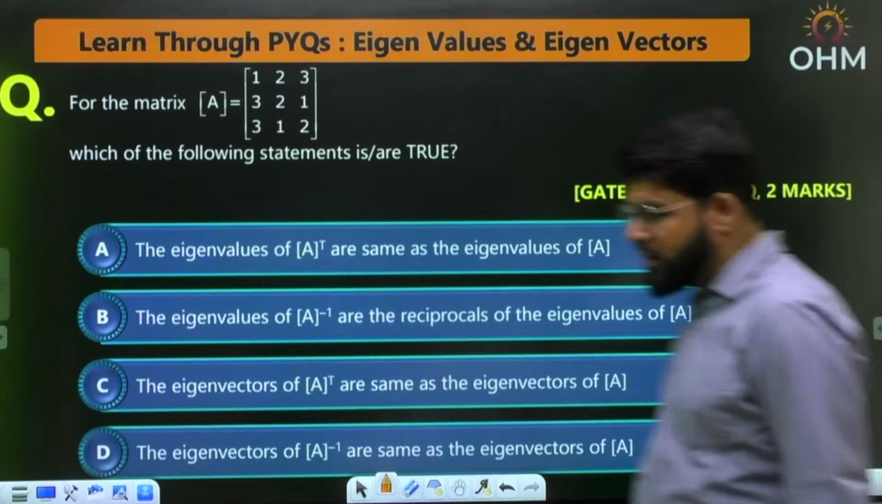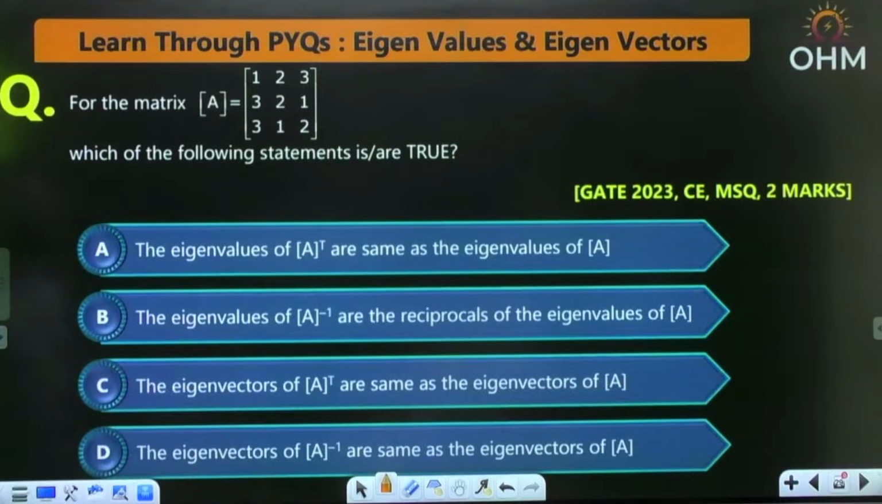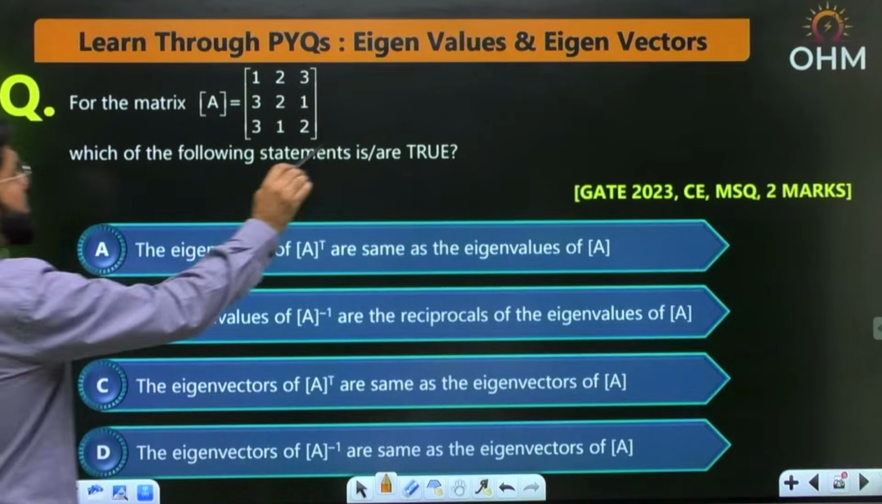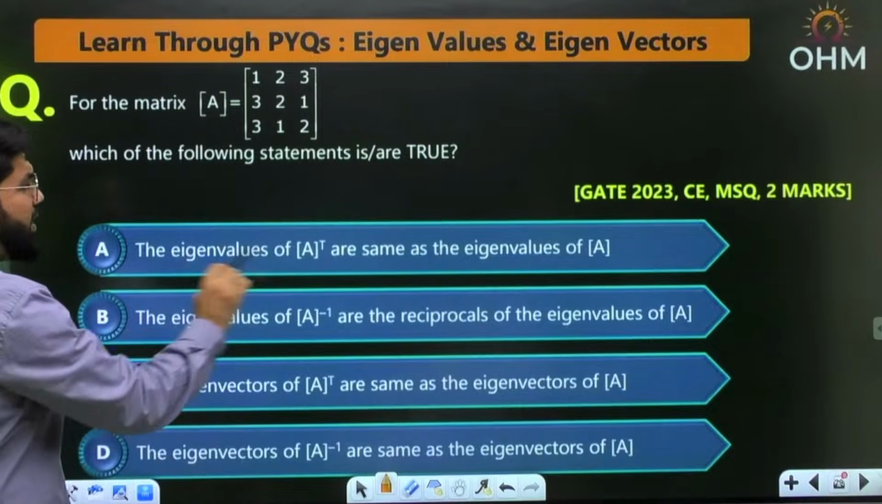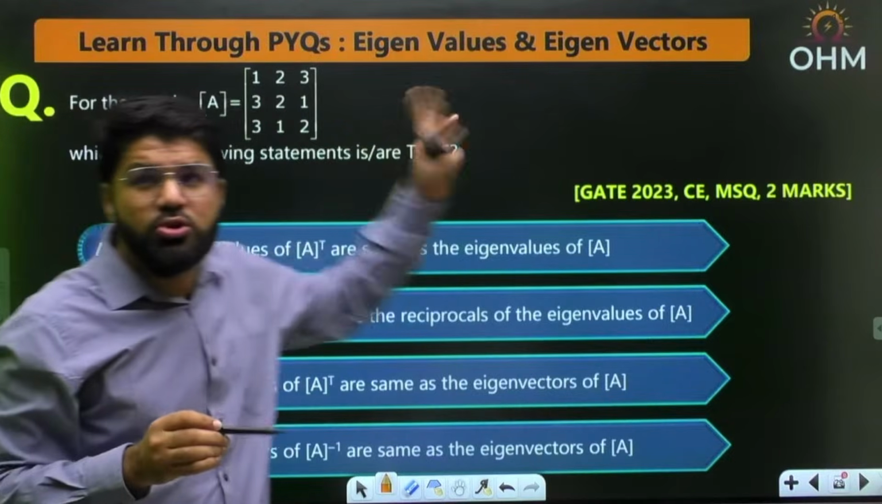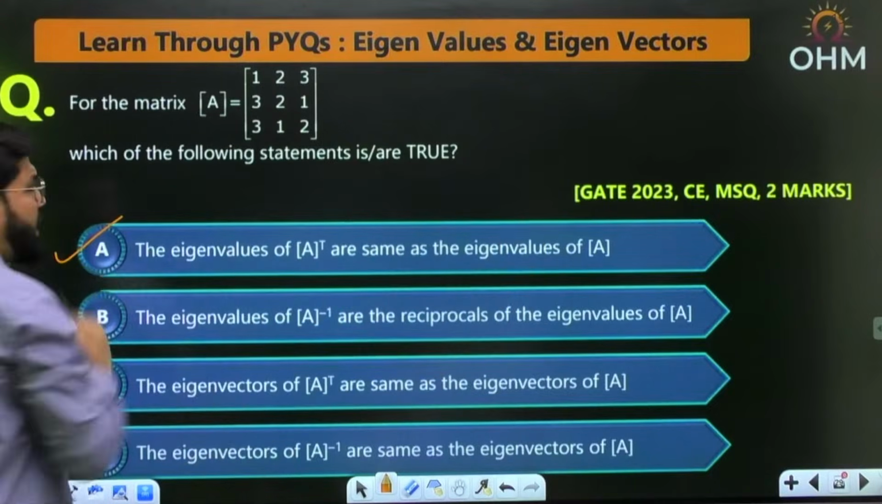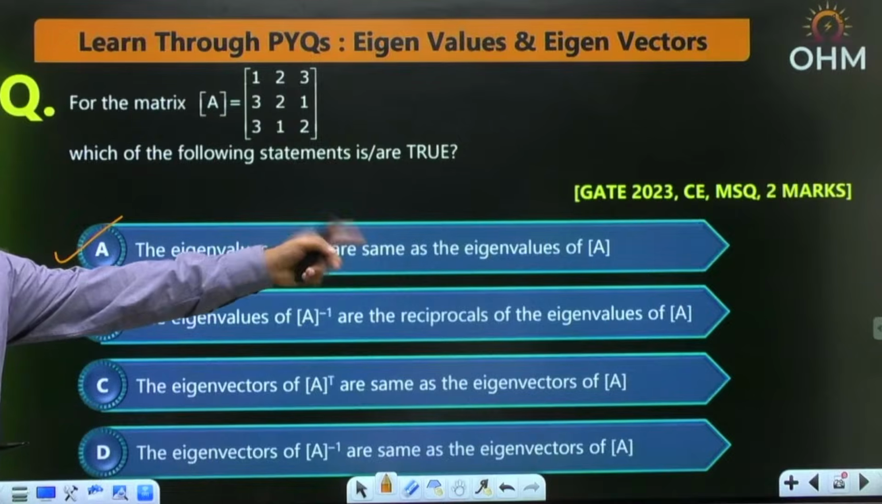GATE 2023 MSQ 2 marks question, direct on the property. Given the matrix A, which of the following statements is or are true? Okay, eigenvalues of A transpose are same as eigenvalues of A. See, for this matrix also not required. Any matrix they give, eigenvalues of A and A transpose are same. Correct. MSQ question means more than one answer can also be correct.